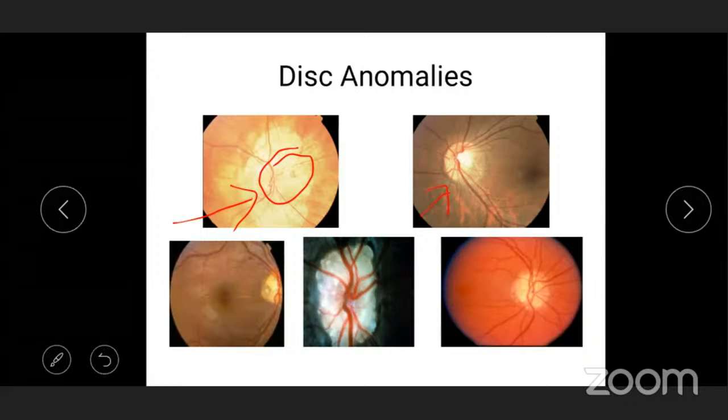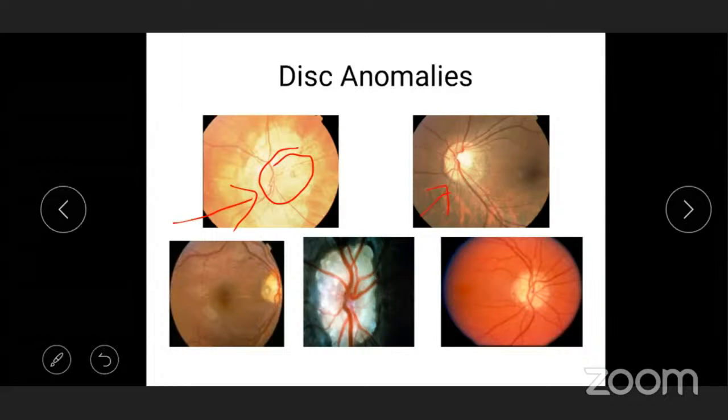So if you track the disc margin, which was the first point I taught you, then you know this is not a normal disc. So you look for a congenital anomaly or think of a congenital anomaly. It could be a tilted disc, which could actually manifest with a field defect also. But these are not abnormal. They can still have glaucoma, but they are not abnormal.